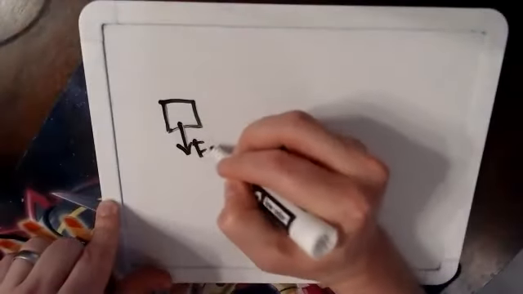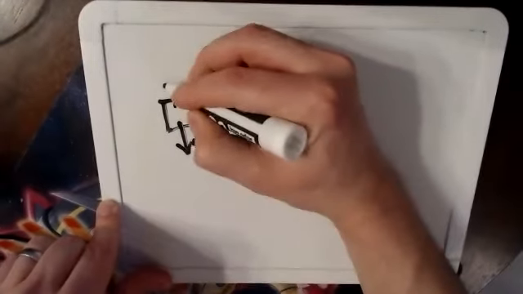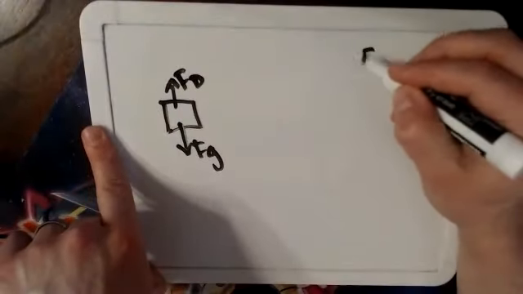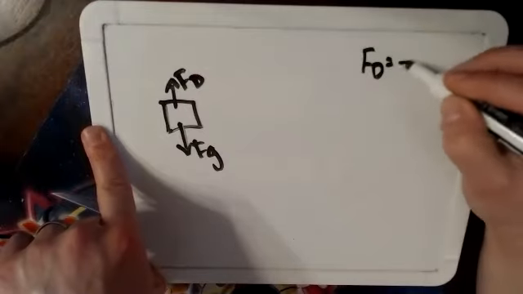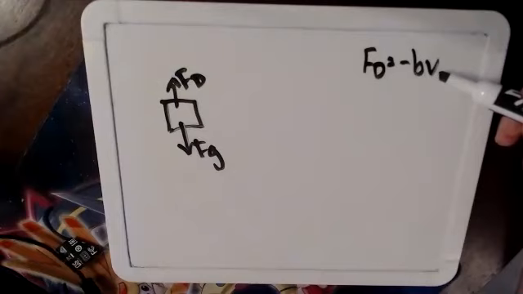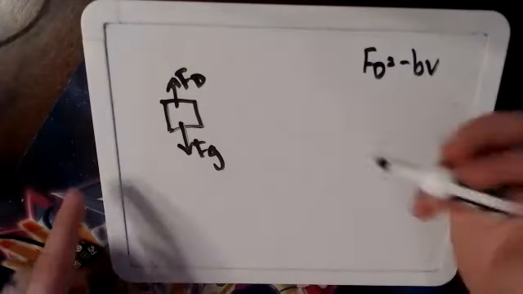We have the force of gravity. We have a drag force, but the drag force depends on the velocity. So we might say that the force drag is equal to negative bv or something like that. It'd just be something depending on the velocity. The first thing that it would ask you to do is find the terminal velocity.